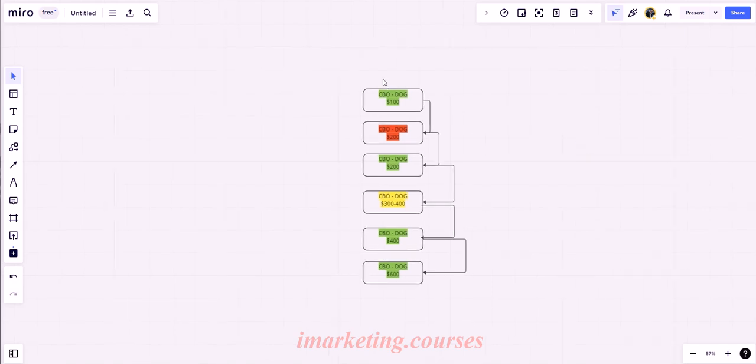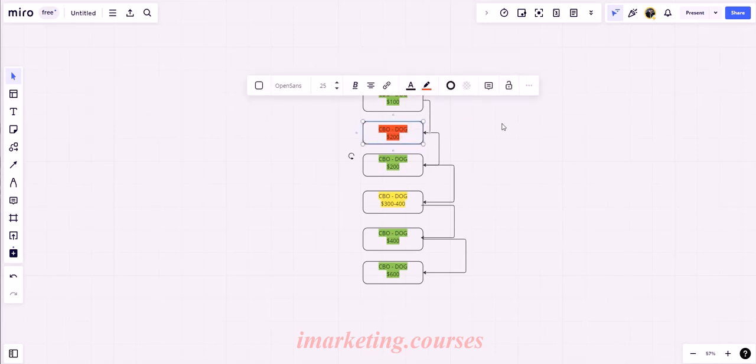So let's just say the first day you launch a CBO is a dog CBO. You launched it at $100 and it did good. Green means it did good. So that first day did good, so you set up the budget. You can see right here I have a bar graph to the right. It's not the best bar graph, but yeah, you went from $100 to $200.